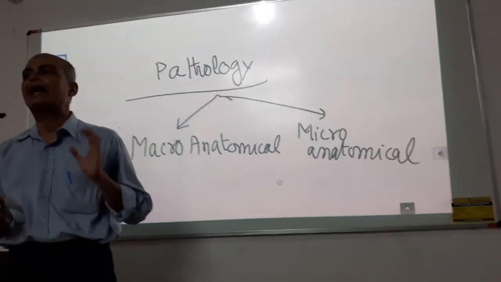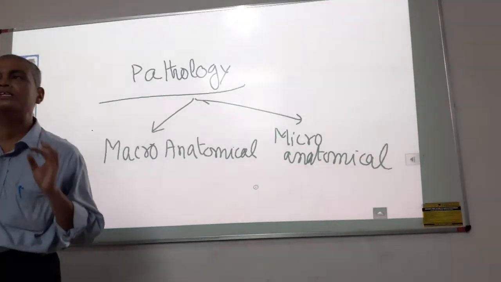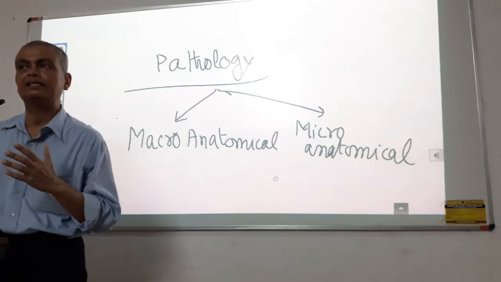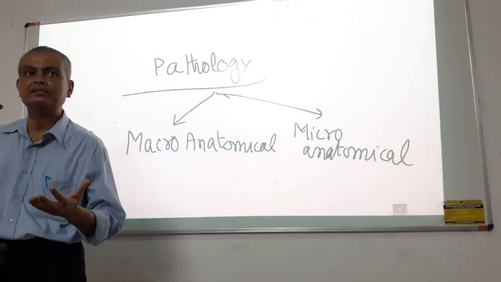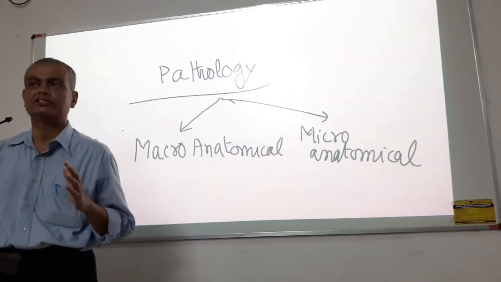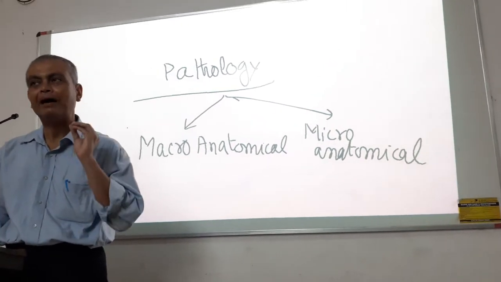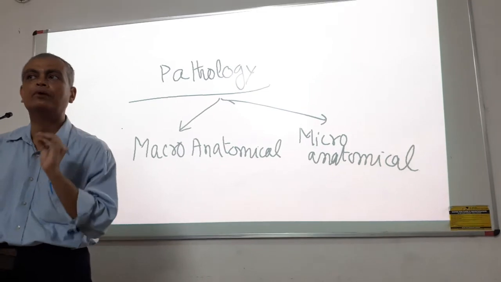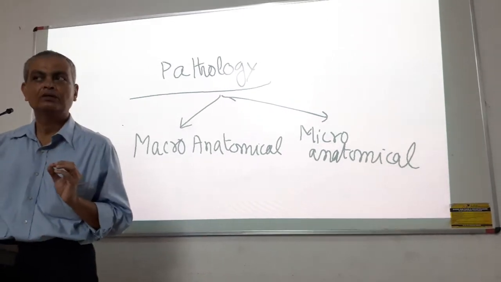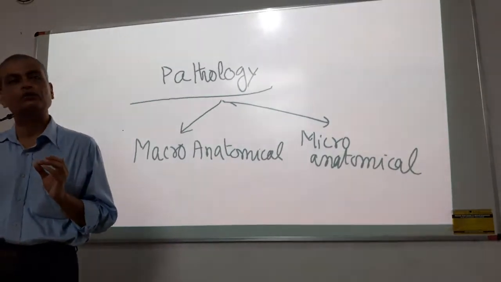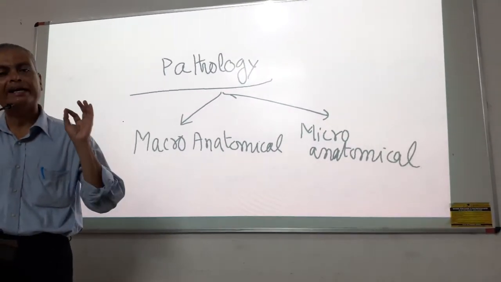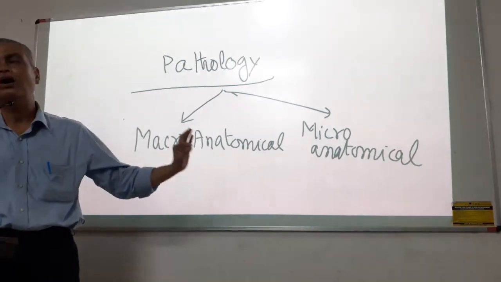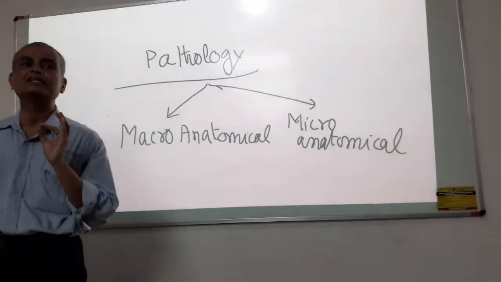So one is macroanatomical change, which we can see with our naked eyes. That is called the gross changes, the gross appearance, the morphological changes, etc. And another is microanatomical changes, which we can see with the help of our microscope, low power or high power microscope. So these are called microscopic changes, histopathological changes, or microanatomical changes.